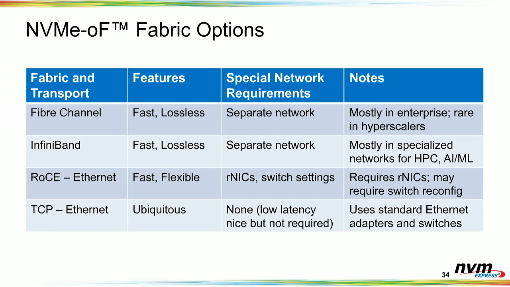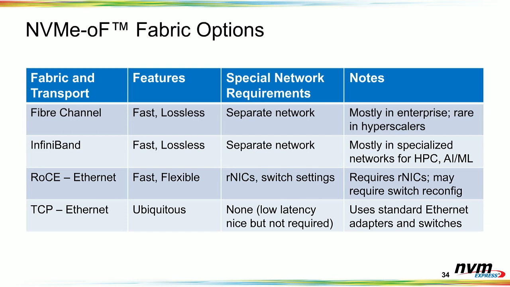There are some cloud vendors and hyperscalers that have deployed InfiniBand, but again, it's not a part of their network that's usually doing something other than high-performance computing or artificial intelligence. So RoCE over Ethernet, and the other RDMA option called iWarp. These give you fast performance. They're flexible in that they can run on your existing Ethernet network, but you almost always need special adapters, and you usually need to make some changes to the switch settings.